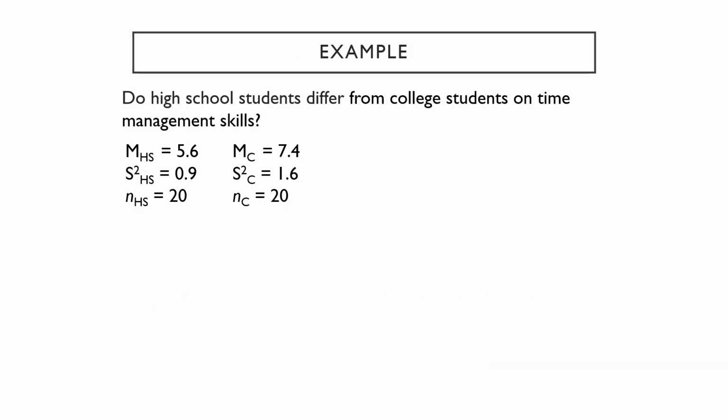With that, let's put all of the steps together. Say we're interested in whether high school students differ from college students on time management skills. We'll use HS to stand for high school and C to stand for college. So using the statistics provided, let's state our hypotheses. You'll notice that we are only interested in whether or not these groups differ, so we have a two-tailed test.